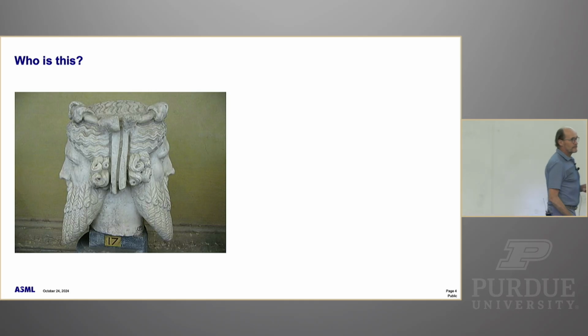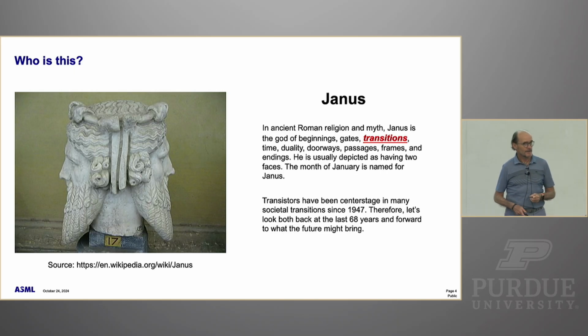Who knows what this is? I don't see a lot of takers, okay. This is actually Janus. He's the Roman god of religion and myth. He was the god of beginnings and of transitions. And he gave his name to the month of January, because with 2 faces he could look backwards and he could look forward. So I made him the moniker for this presentation, because that's what we're going to do.